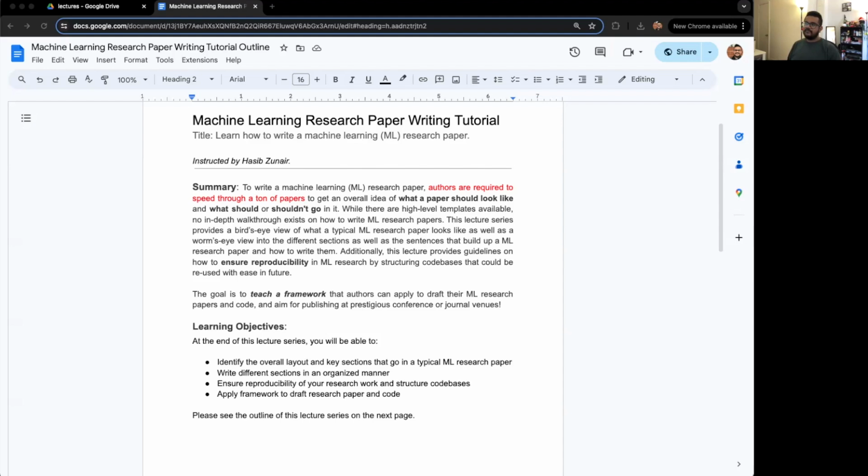Through this lecture series, my goal is to equip you with a framework that you can apply to draft your ML papers and code, aiming for publication at prestigious conferences or journals. By the end of this series, you will be able to identify the overall layout and key sections that go in a ML research paper, write those different sections in an organized manner, ensure reproducibility of your research work and structure code bases, and finally apply the framework to draft research papers and code.